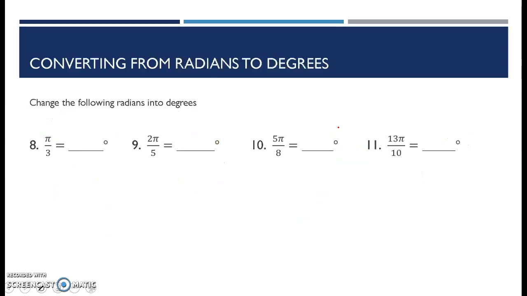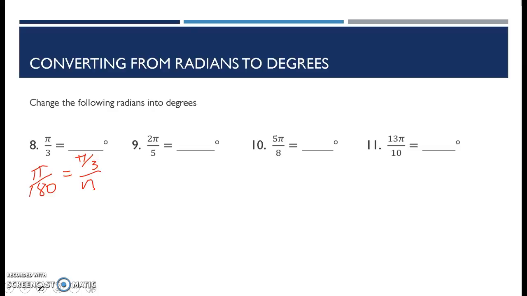Let's move on and change these radian measures to degrees. And so we can think about this the same way. We know that if I have pi radians, that's 180 degrees. Well, here I have pi over 3 radians, and that's equal to how many degrees? It's proportional. I want to solve this proportion.